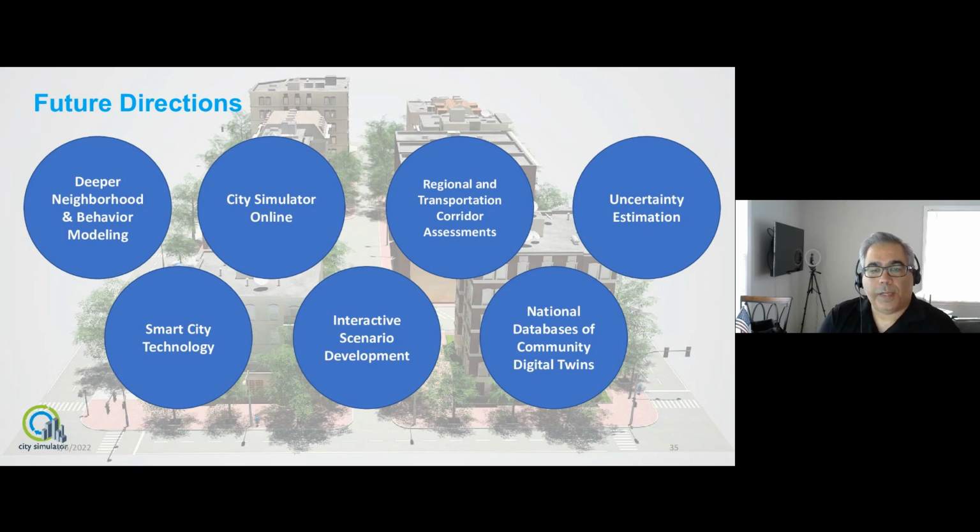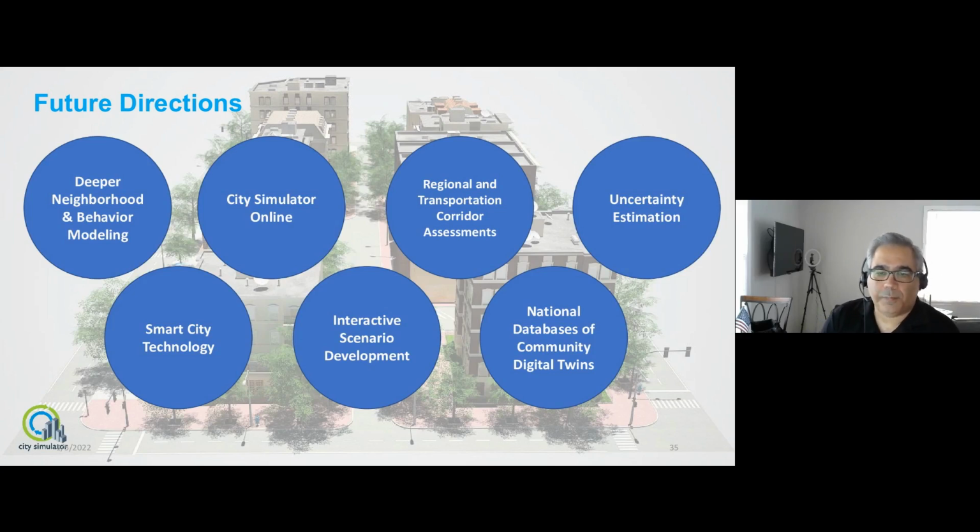Regional and transportation corridor assessments. I talked a lot about cities, but this simulation idea can be applied to whole regions, to transportation corridors. We're currently doing in North Carolina the US 74 highway, 200 miles of highway, 10-mile buffer on either side. And we're about to start doing the I-87 corridor as well. So those sorts of analyses, we're learning simulation really helps out with those too. A national database of community digital twins. There is a bit of work to put together these digital twins in City Simulator.